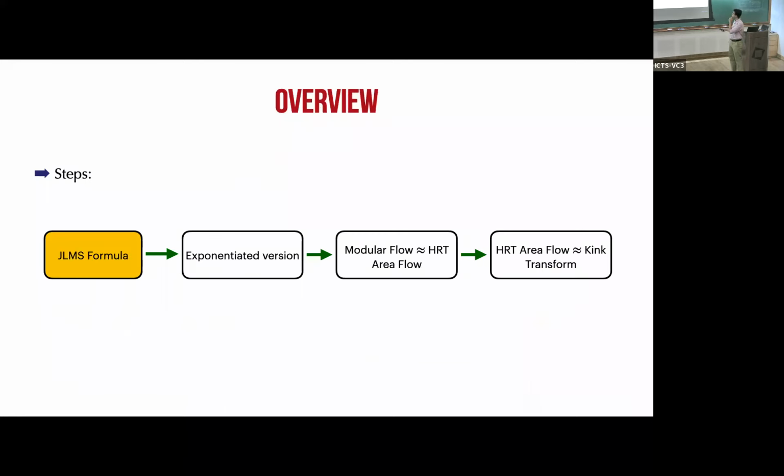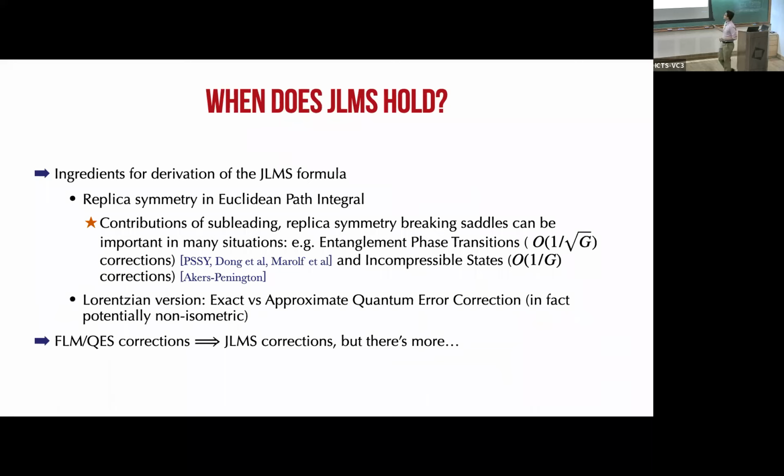Good. Okay, so let me start with the JLMS formula. When does the JLMS formula really hold? As I told you before, it was proved in those papers, but there were some caveats which weren't discussed, and I'm going to mention all of those now. The ingredient that JLMS really needed was replica symmetry in the Euclidean path integral. What they assumed is analogous to what Lewkowycz and Maldacena assumed for the entropy. And there's a similar calculation you can do for the relative entropy, where you assume replica symmetry.